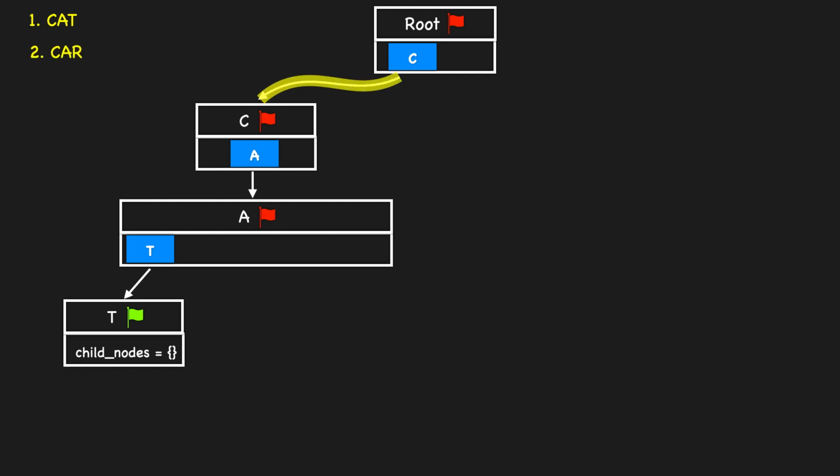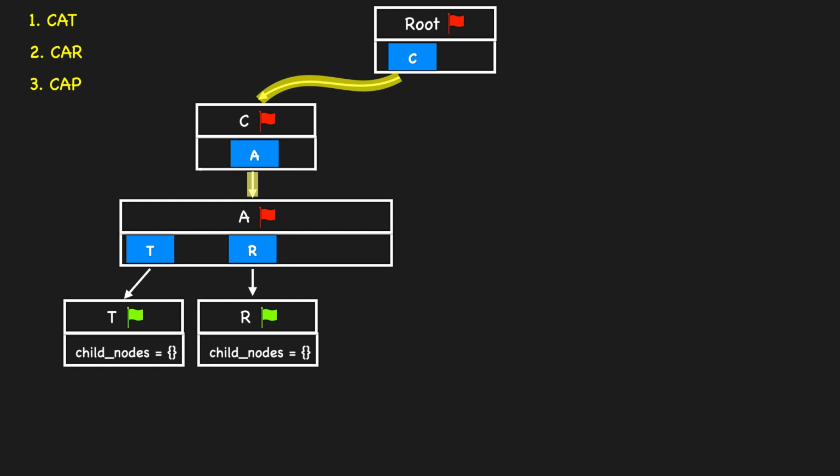The prefix CA already exists in the trie, so we'll add the character R to A's child nodes. Its value will be a trie node representing R. Next, we'll add the word cap. Since cap shares the same prefix as the previous two words, we will add P to A's child nodes, and its value will be a trie node representing P.